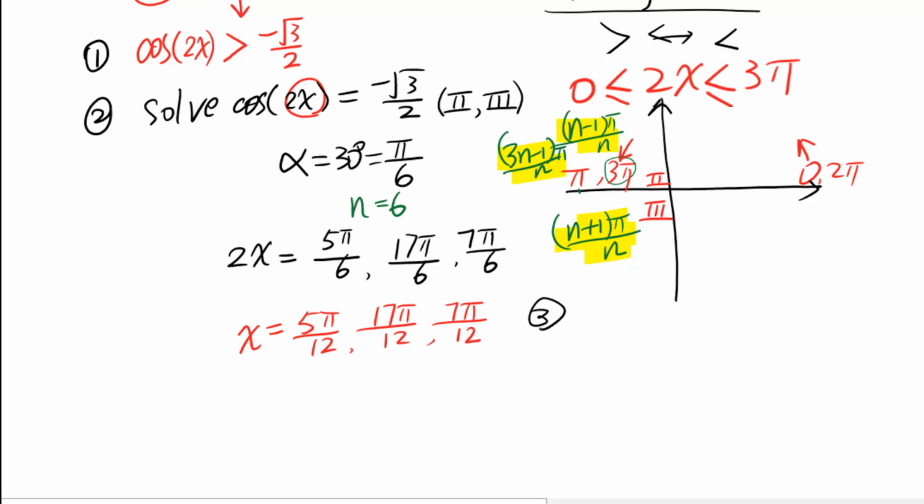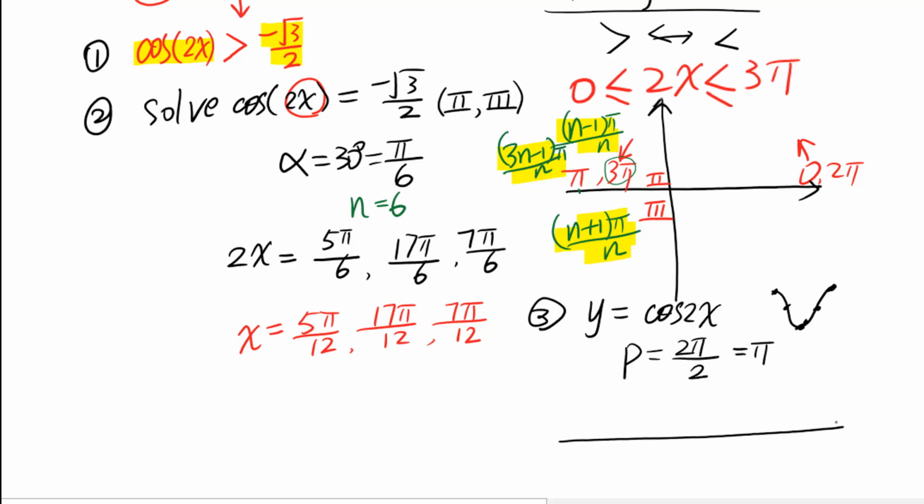Then for the third step, we need to sketch the graph for y equals cosine 2x and y equals negative square root of 3 over 2. For y equals cosine 2x, we know the pattern will be like this. We need to figure out 5 points. Period is 2 pi over 2. B, the coefficient of x, is 2, so you get pi.